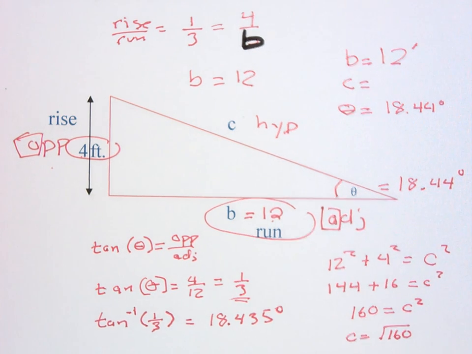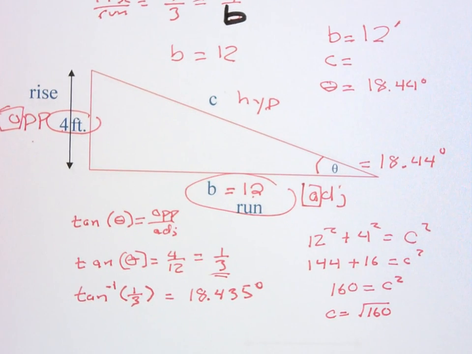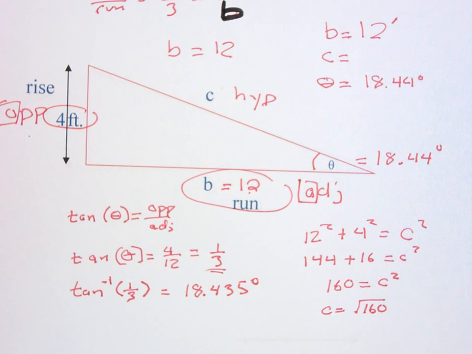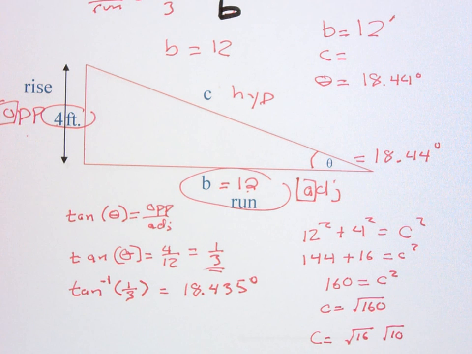Yeah, you're right, we can estimate it, but we can also simplify that. So let's write that up here. Isn't that equal to the square root of 16 times the square root of 10? 160? What's the square root of 16? 4. So C is equal to 4 root 10, to be exact.